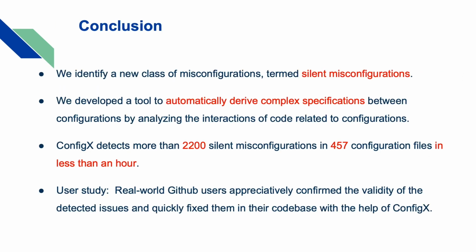Here come our conclusions. In this work, we identify a new class of misconfigurations named silent misconfigurations. We develop our tool to automatically derive rules for these configurations, and we detect more than 2,200 silent misconfigurations in 3 systems. Our user study confirmed the validity of our detected issues, and we are really happy to see users quickly fix these issues with the help of our tool.